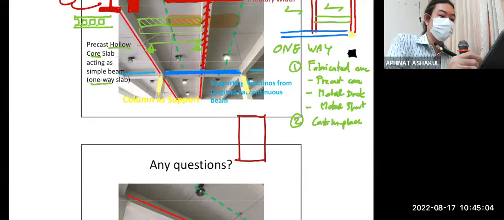Anyway, if you have the floor, let's say this is the floor, surrounded by the beams, of course.